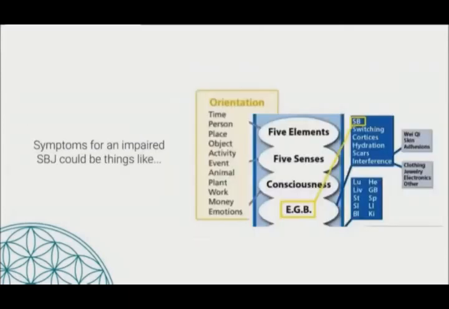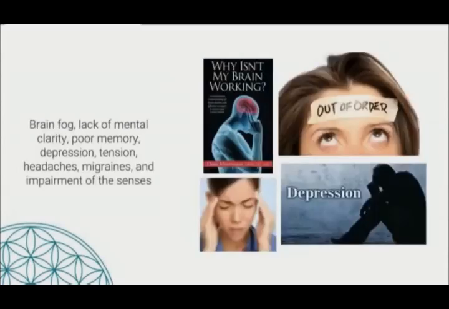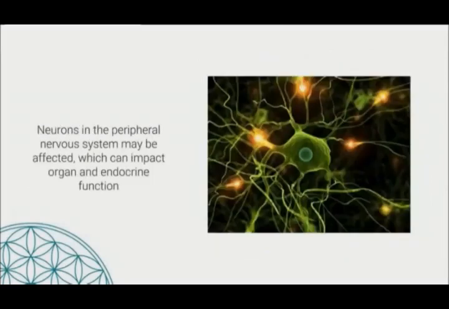Symptoms for an impaired SBJ could be things like cerebral spinal fluid not circulating properly around the brain and the spinal cord, impairing neuron function, brain fog, lack of mental clarity, poor memory, depression, tension, headaches, migraines, and impairment of the senses. Neurons in the peripheral nervous system may be affected, which can impact organ and endocrine function.